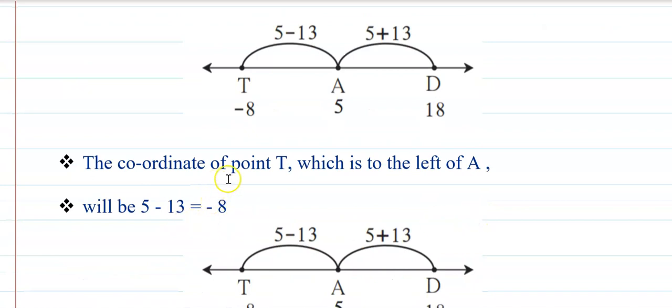The coordinate of the point T, which is to the left of A, will be 5 minus 13. Since it is on the left hand side, we subtract: 5 minus 13 is equal to minus 8.